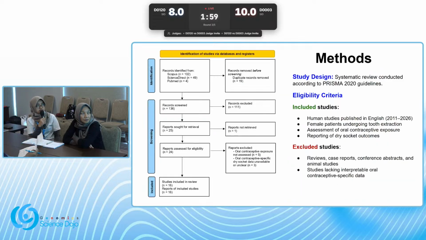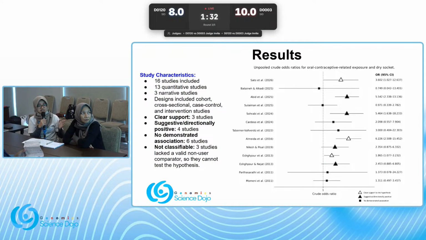This is the method. We used the PRISMA 2020 guidelines and identified studies in English from 2011 until 2026, so 15 years. We assessed papers that discussed oral contraceptives and dry socket and how participants were exposed to it. We excluded all non-original papers such as reviews, case reports, etc. From 155 papers, we identified 16 studies included in the final synthesis, where 13 had extractable quantitative data.